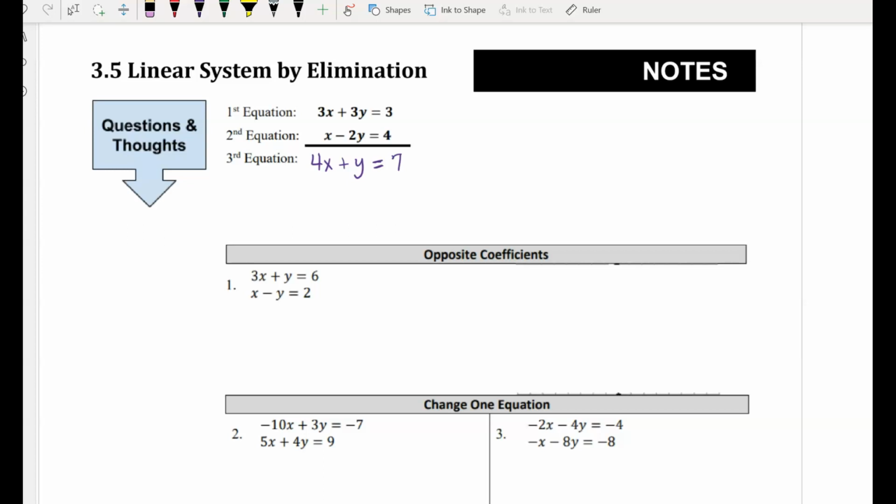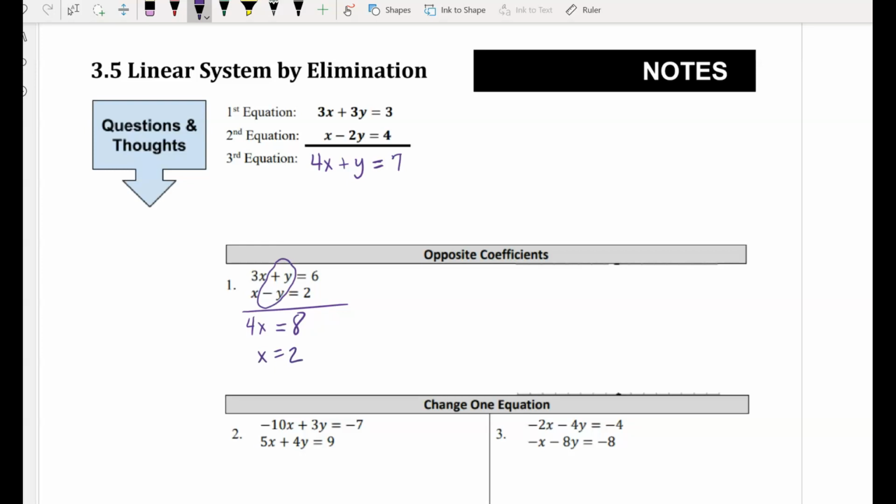3x plus y equals 6 and x minus y equals 2. If we look carefully at our y's, they have opposite coefficients. I have a plus y in the first equation and a minus y in the second equation. So if I add these equations together, 3x plus x will give me 4x, and the plus y and the minus y are going to cancel each other out because that equals 0. And then on the other side of the equal sign, 6 plus 2 is 8. So the advantage here is that I eliminated the y variable for the moment, and that allows me to solve for x. I can divide both sides by 4, and x is equal to 2.